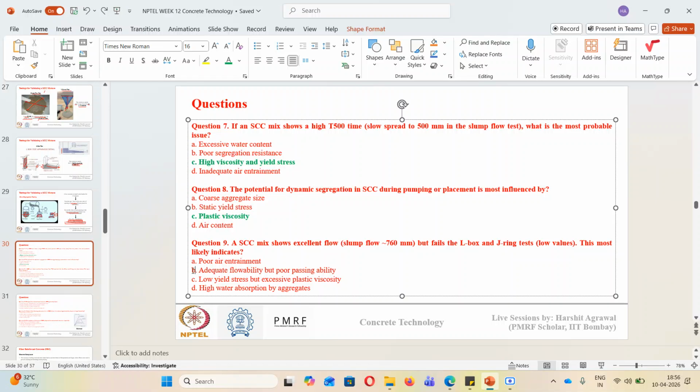The correct answer is B. Okay, so since the slump value is around 760 mm, it has adequate flowability. However, since it is failing the L box or J ring test, it means that the concrete has insufficient segregation resistance. The concrete is able to flow, but it is not able to navigate through obstructions easily. It means that it is too segregated, or it has too much coarse aggregate in it, which is making it not pass through obstacles easily.